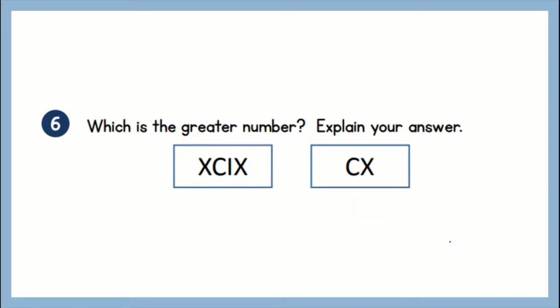Question 6. Which is the greatest number? Explain your answer. So in Roman numerals, C equals 100, X equals 10, and I equals 1.